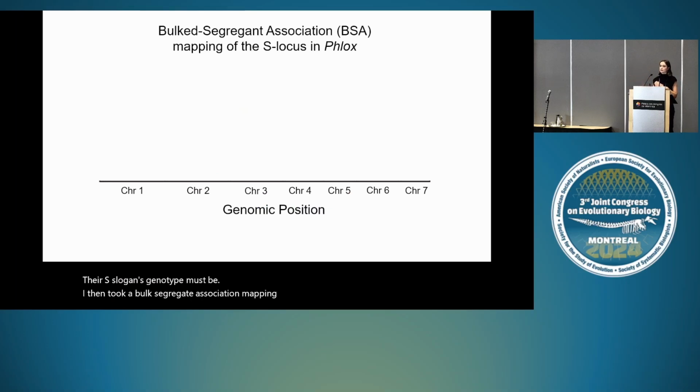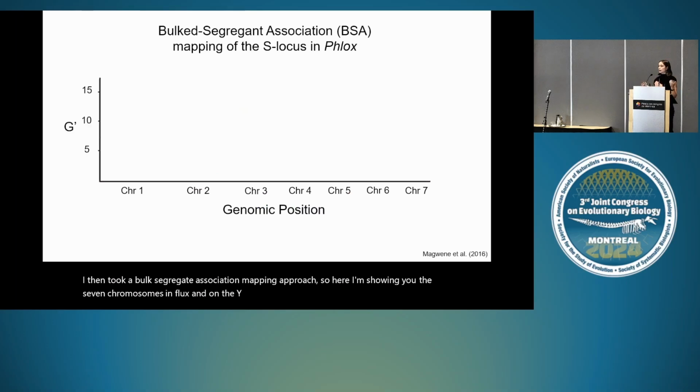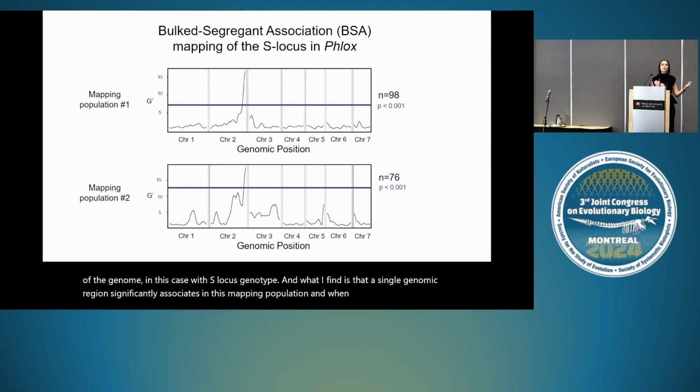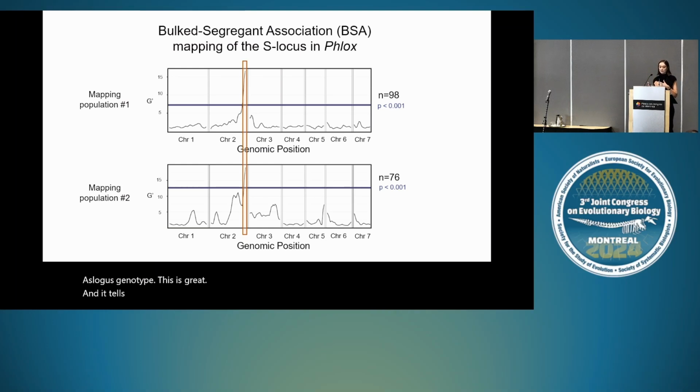So here I'm showing you the 7 chromosomes in Phlox, and on the y-axis is this G' statistic, which associates regions of the genome, in this case with S locus genotype. And what I find is that a single genomic region significantly associates in this mapping population. And when I repeat this with a second independent mapping population, I again find the same region associates with S locus genotype. This is great. And it tells us pretty confidently that the gene causing self-pollen recognition is somewhere in this genomic region.